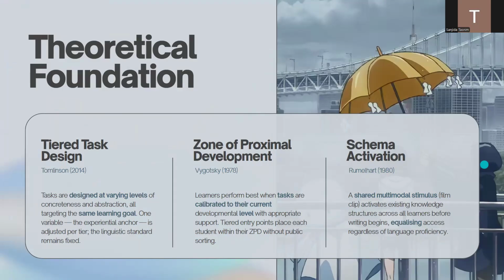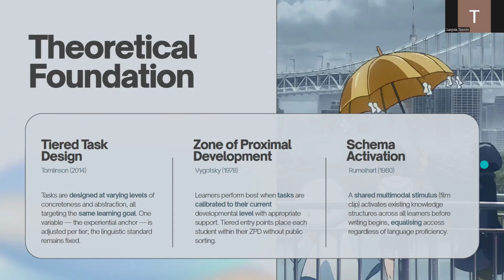The first one is Tomlinson's tiered task design, which proposes multiple versions of the same task at different levels of complexity that match the varying skill levels of the learners, while the learning goal remains the same for all. So everyone has the same beginning and ending point, but the approach is individualized. This idea is well supported by the concept of zone of proximal development, where Vygotsky argues that students learn best when the tasks match their current level in a manner that is challenging but not overwhelming.